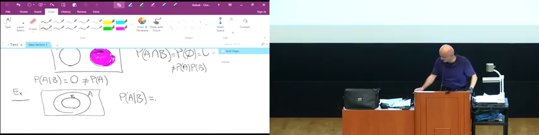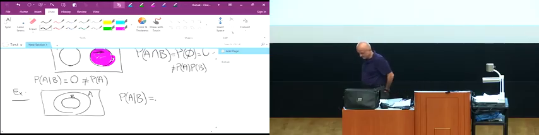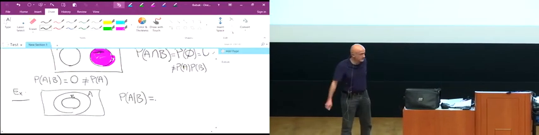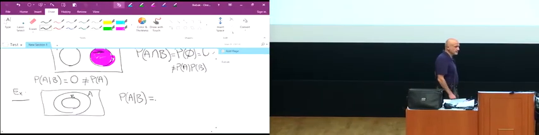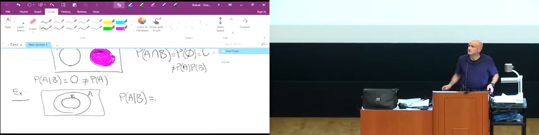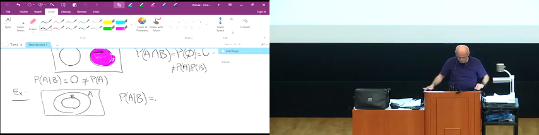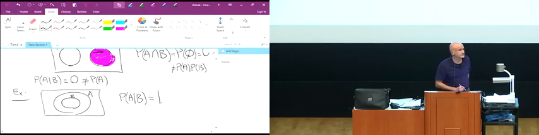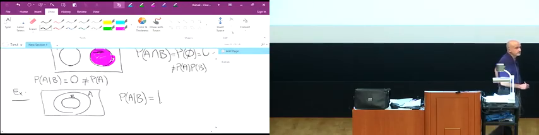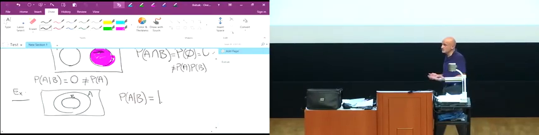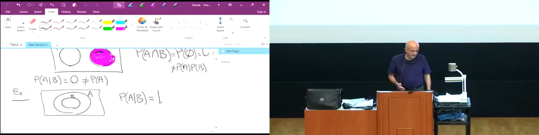Darn, I gave away the answer. It's not the only way to argue it, but are A and B independent? Altogether? No. Because if I tell you B has happened, what can you tell me about whether A has happened or not? It has. So what should I put on the right-hand side? 1. If B has happened, you know for sure A has happened because B is a subset of A. Okay?